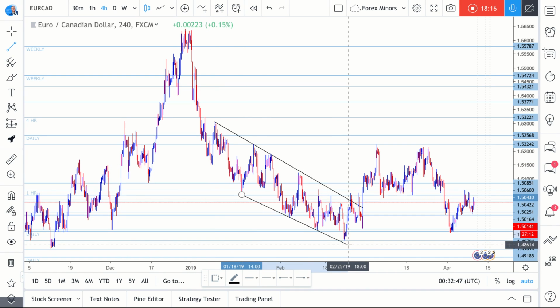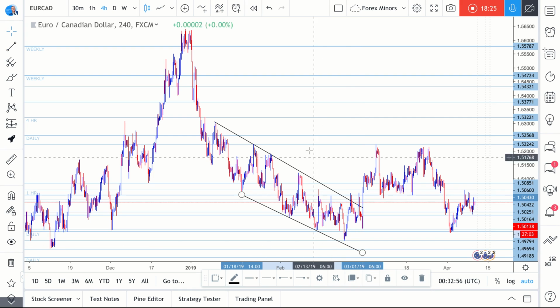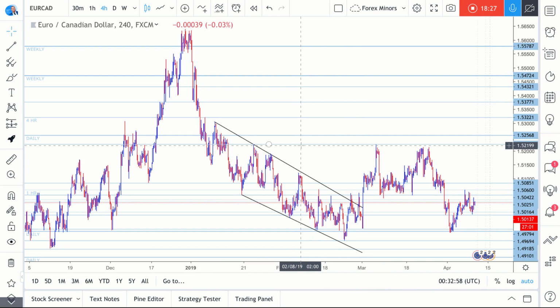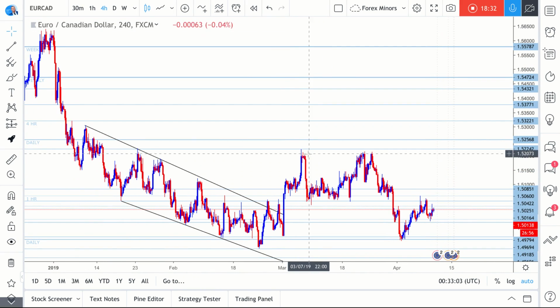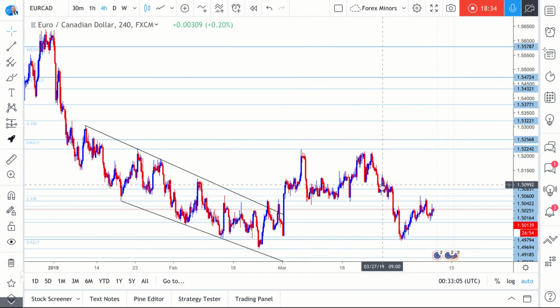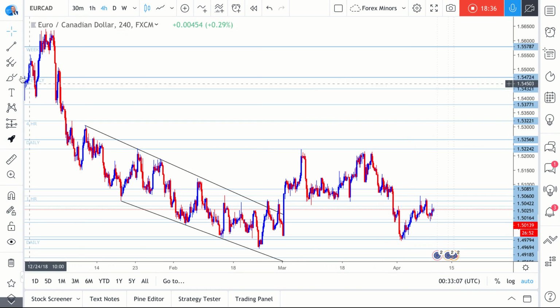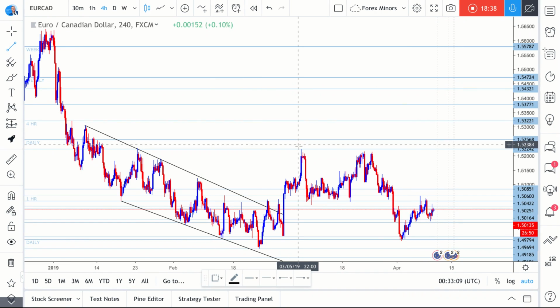Look how perfect that is. These don't have to be parallel as well. They're not always going to be parallel. It's actually way better when they are parallel, but you can't always count on that. So we had some ranging going on here, and then it just kind of broke out.